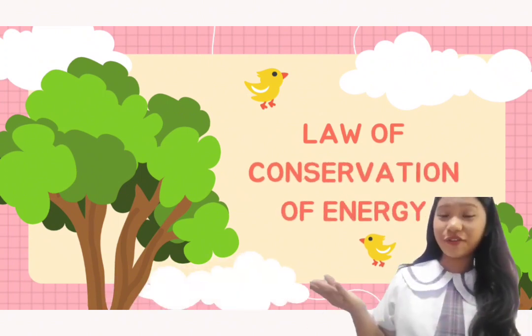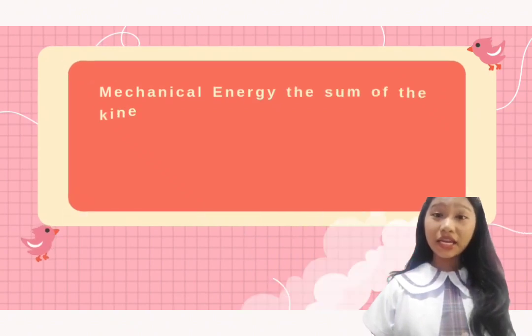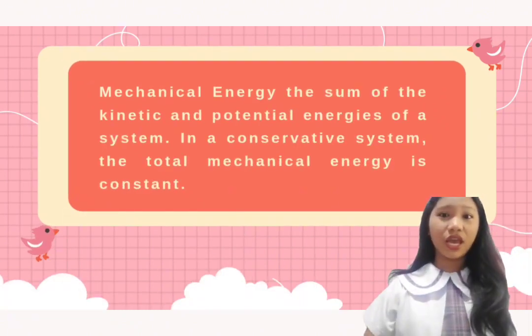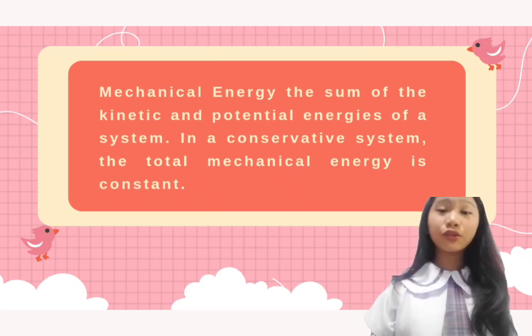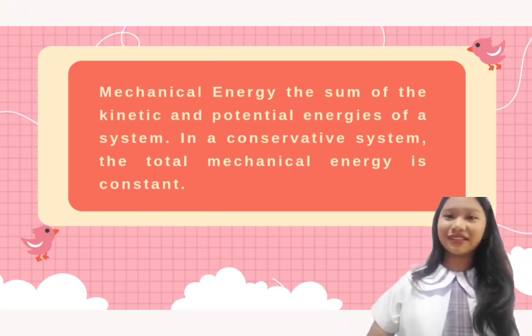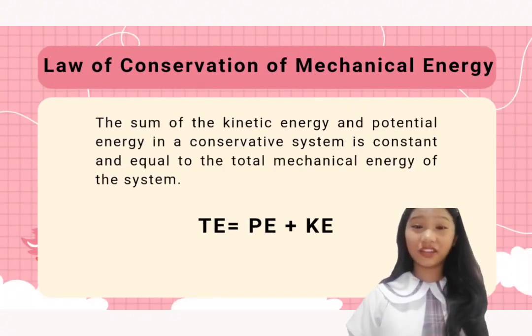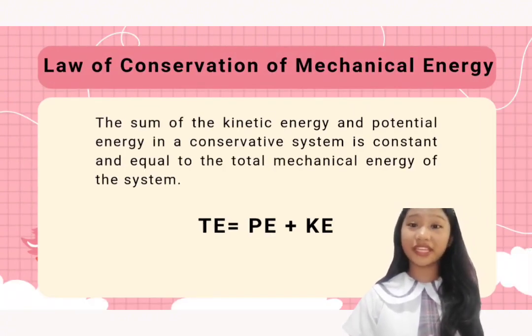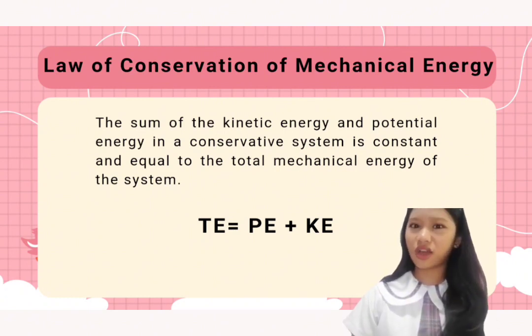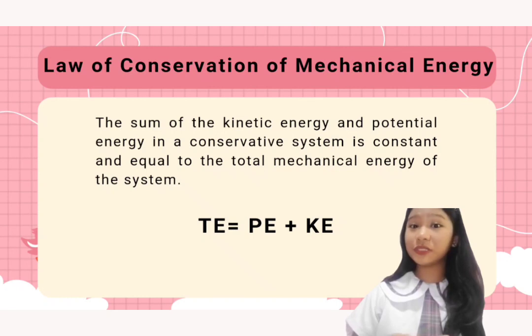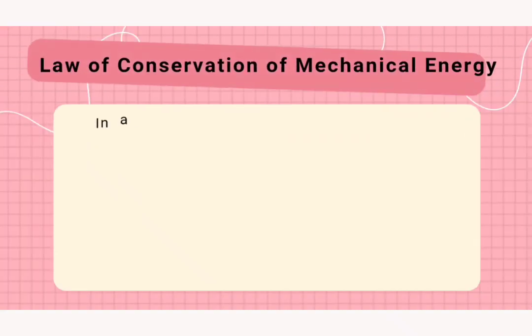Law of conservation of energy. Mechanical energy is the sum of the kinetic and potential energy of a system. In a conservative system, the total mechanical energy is constant. Law of mechanical energy: the sum of the kinetic energy and potential energy in a conservative system is constant and equal to the total mechanical energy of the system. TE equals PE plus KE.